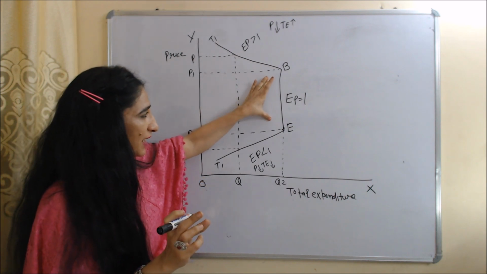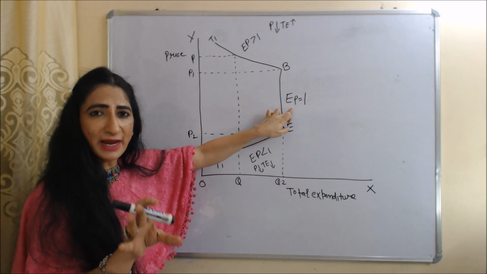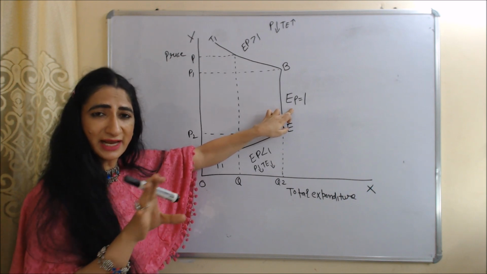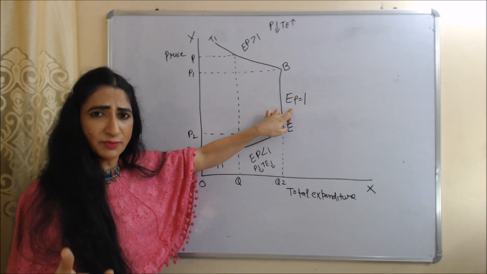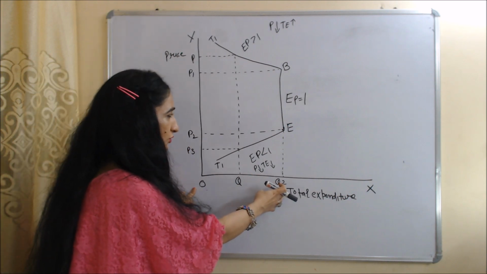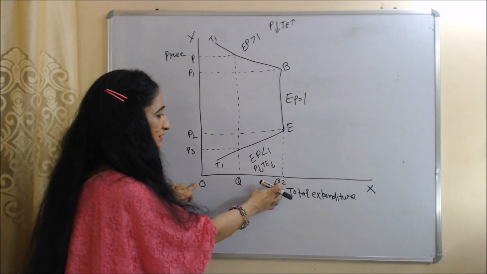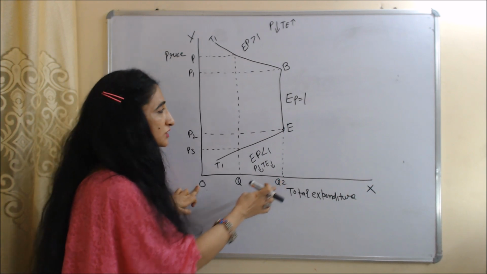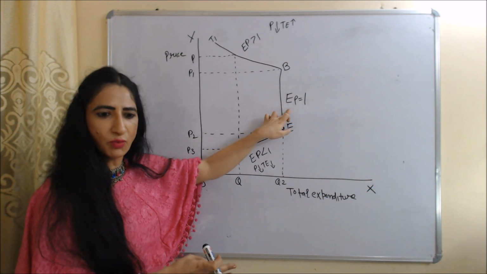And this BE part represents price elasticity of demand is equal to 1. As we know, when price elasticity of demand is equal to 1, that means there is no change in total expenditure due to change in price. Here you can see when price is OP1, total expenditure is OQ2. As price reduced from OP1 to OQ2, but our total expenditure still remains same OQ. So we can say that this BE part represents price elasticity of demand is equal to 1.